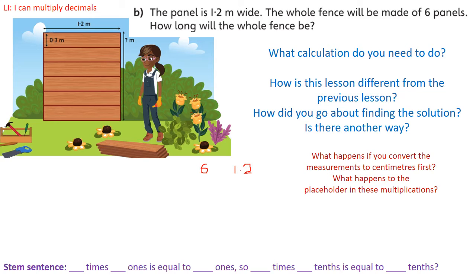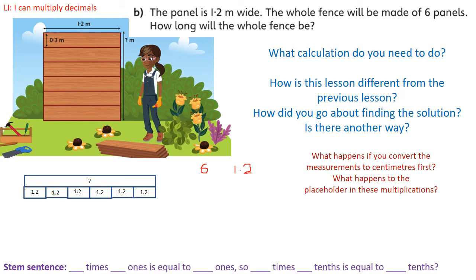But again, we need to decide what calculation we are going to be doing. So a bar model here may help us as well. Here I've got the 6 fence panels. Each of those are 1.2, and it's asking us how long will the whole fence be? So my question mark is the length of the whole fence. Now from that, I can see that I'm going to want 6 lots of 1.2. Lots of means times, so I can do 6 times 1.2.